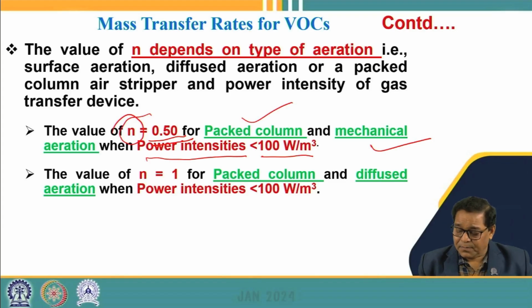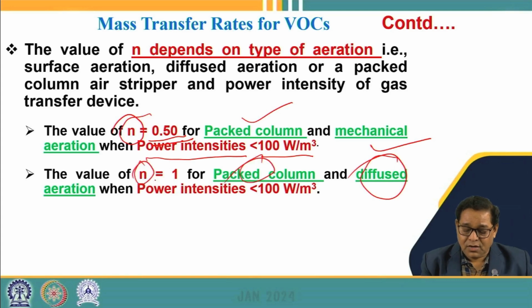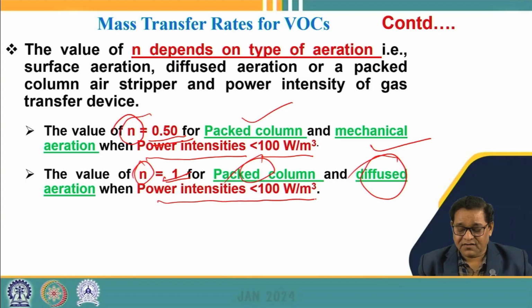And in the case of a diffused aeration system in a packed column, the value of n that must be taken is equal to 1 for a power intensity of less than 100 watt per meter cube.